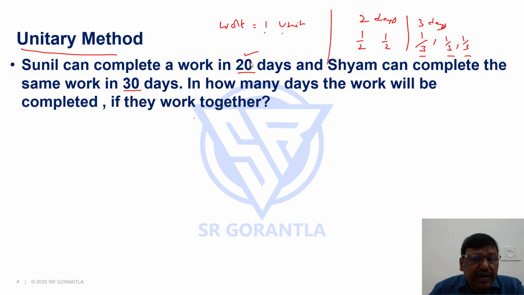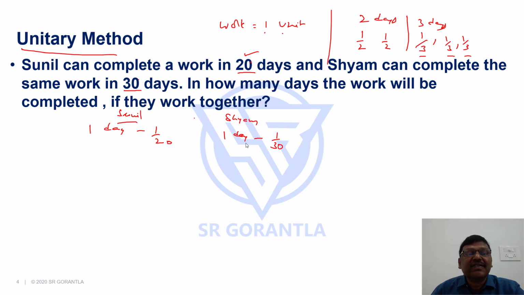If Sunil can complete a work in 20 days, in 1 day Sunil can complete 1/20th work. Shyam can complete a work in 30 days. So in 1 day, how much can he complete? 1/30th. Now, both in 1 day can complete how much work?